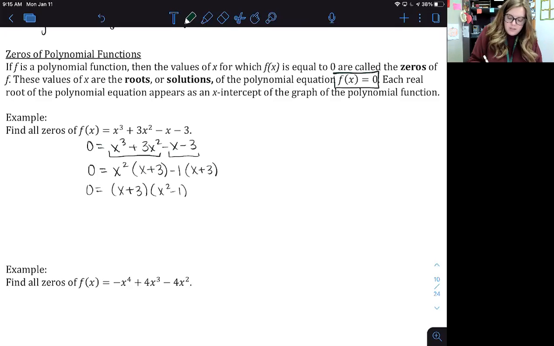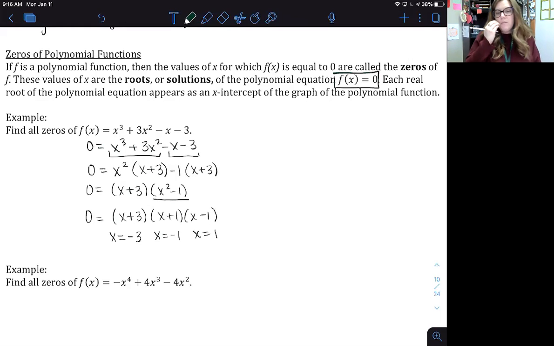We can factor x squared minus 1 further. So we can get 0 equals the quantity of x plus 3 times the quantity x plus 1 times x minus 1. So now that we have this factored, we can say x equals -3, x equals -1, and x equals +1. Because if we set each of those binomials equal to 0 and solve, that is what we would get.